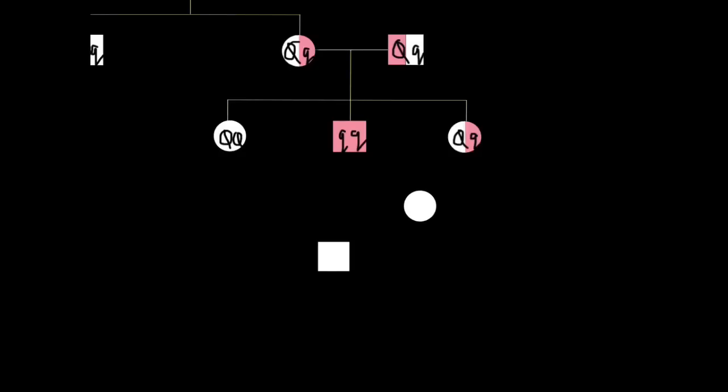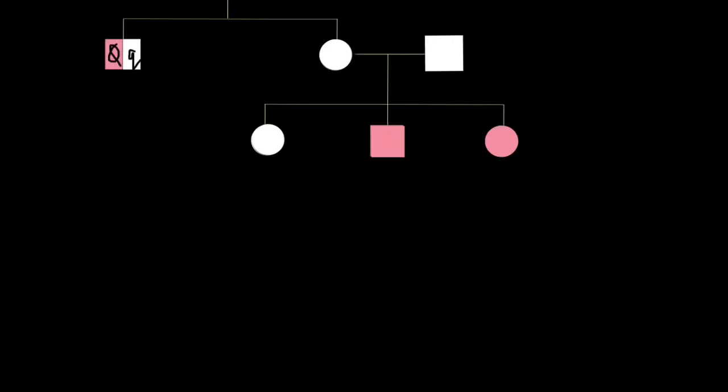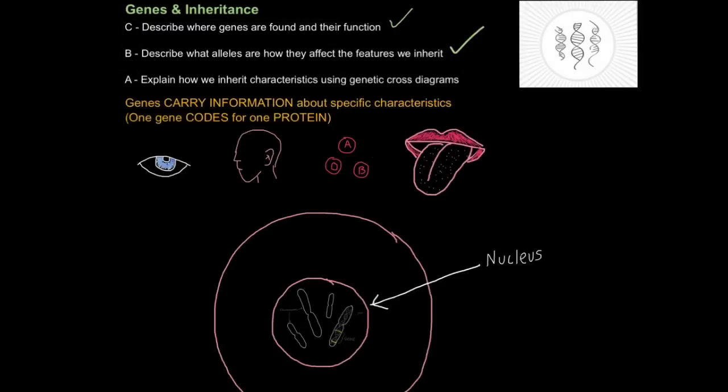Sometimes they don't give you a key for carriers, and instead you just have blank squares and circles. So they may ask you, using evidence from the pedigree, how can you tell what genotype these parents are? If you're experienced at this, you'll know instantly if it's something like a recessive disorder like cystic fibrosis, these parents must be heterozygous. That's the only way that you can explain that these parents aren't affected by the disease, but they've produced children who are. And that is how we inherit characteristics using genetic cross diagrams.